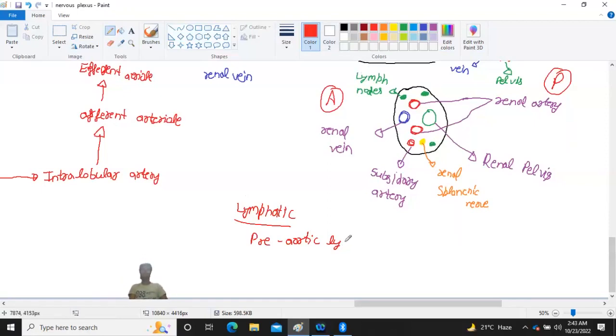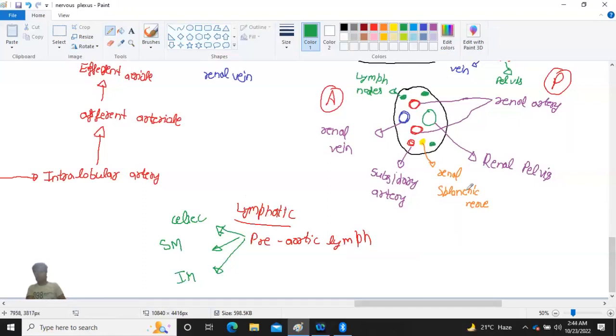These are called pre-aortic lymph nodes because at the center there are three nodes, pre-aortic, similar to the arteries: celiac, superior mesenteric, and inferior mesenteric. Similar pattern. Done.